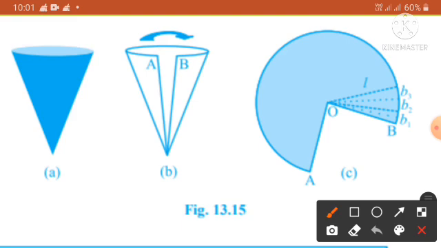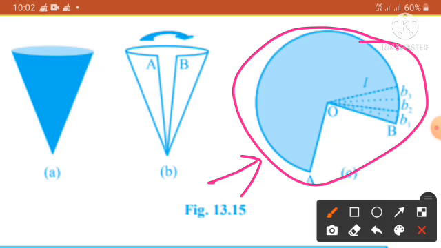It looks like a part of the round cake. If you now bring the sides marked A and B at the tip together here, you can see that the curved portion of this figure will form the circular base of the cone.